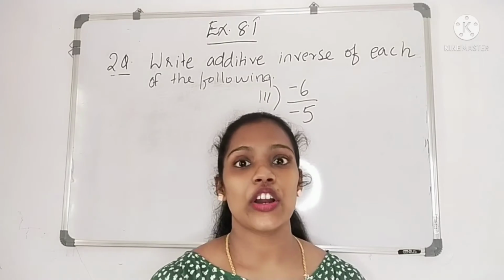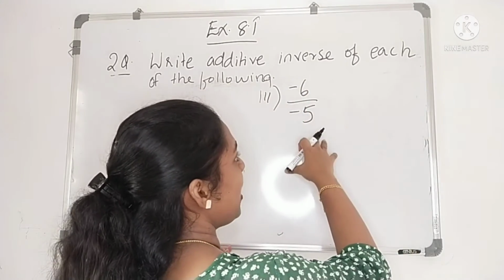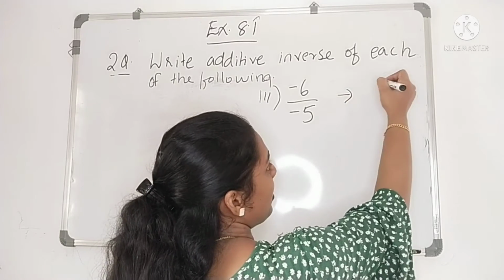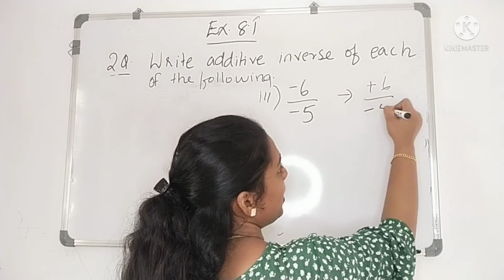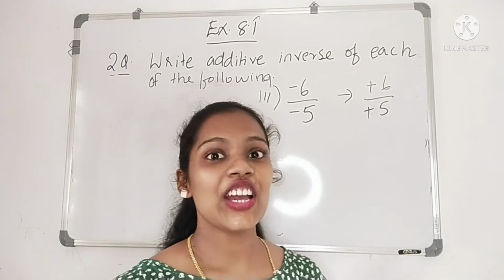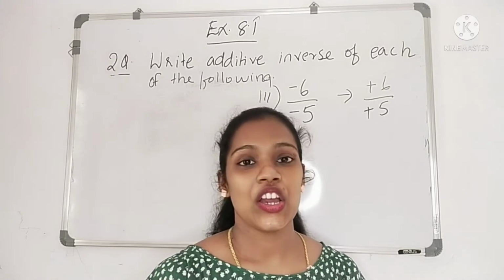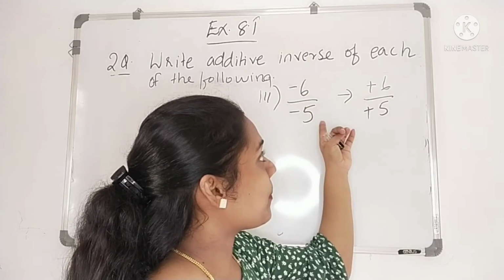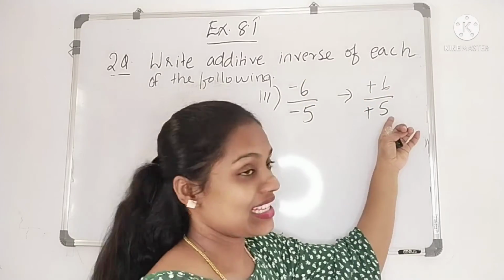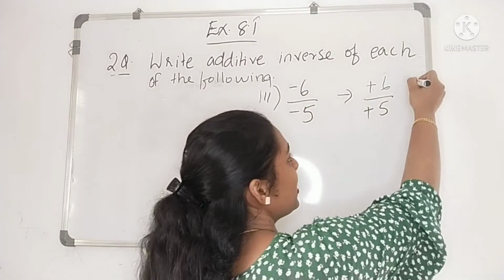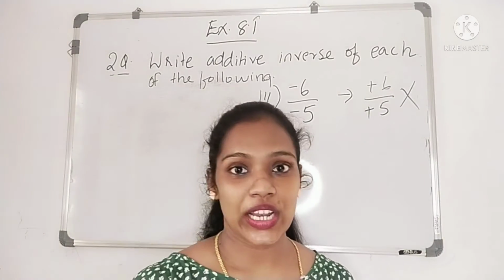So usually what you do, you will write, okay, both are negative numbers, so our answer is plus 6 by plus 5. In this way you will directly write the answer, right? But this is wrong. You should not take the numbers like this and you should not write your answer like this. This is completely wrong. So don't do it like this.